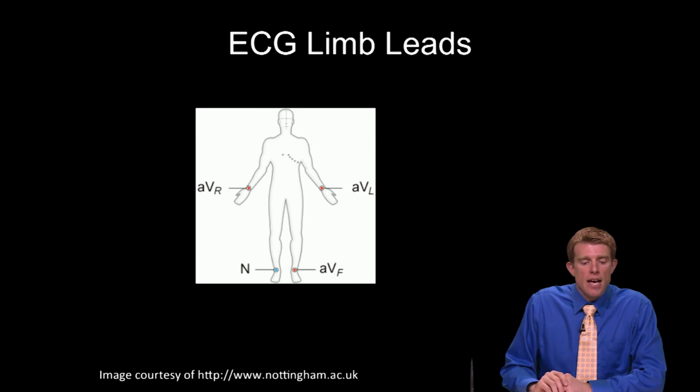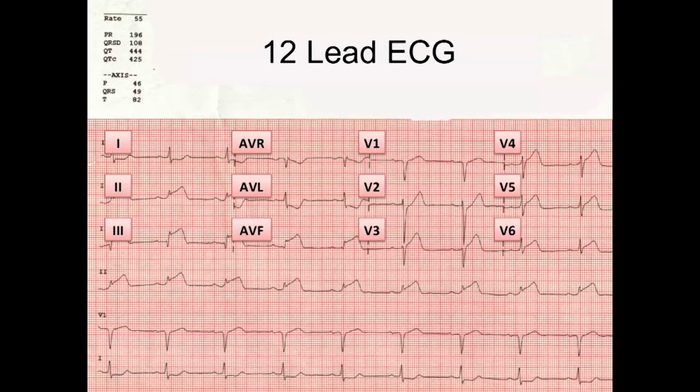The limb leads have AVR placed on the right arm, AVL on the left, and then AVF placed on a lower extremity limb. And once you've placed these leads, you will get a 12-lead ECG. And this is the traditional 12-lead ECG that we obtain, where we see leads 1, 2, and 3, AVR, AVL, and AVF. Those are all our limb leads. And then we see V1 through V6, which are our precordial leads. So they're looking closer at the heart.